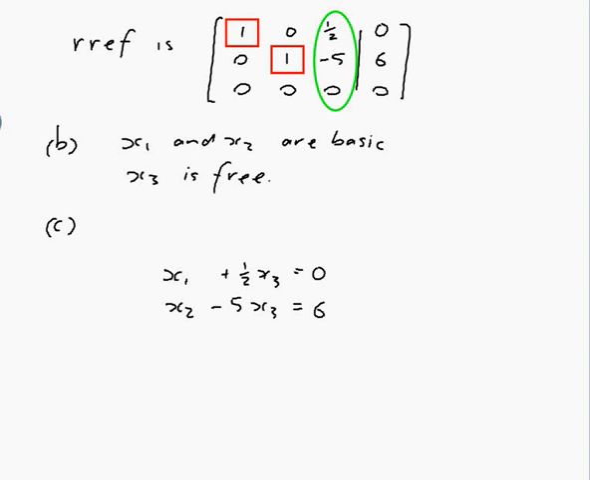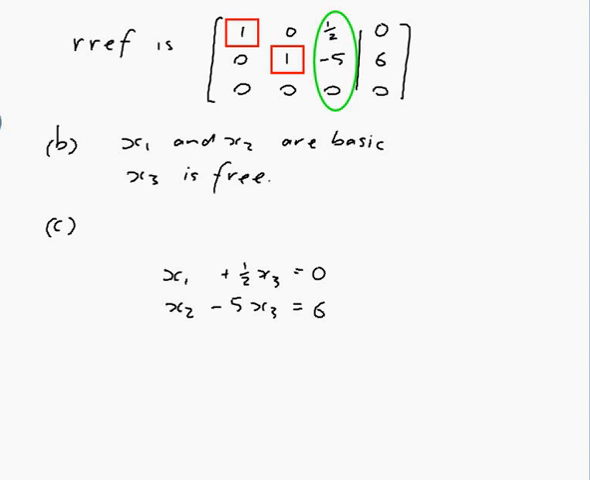But that's okay. If I knew what x3 was, I could figure out what x1 and x2 were. If x3 was, say, 4, then x1 would be minus 2, and x2 would be 6 plus 20, so it would be 26. But the thing is that x3 could be anything at all, and the solutions would still work. That's why it's called a free variable. It's free to be whatever number you want it to be.